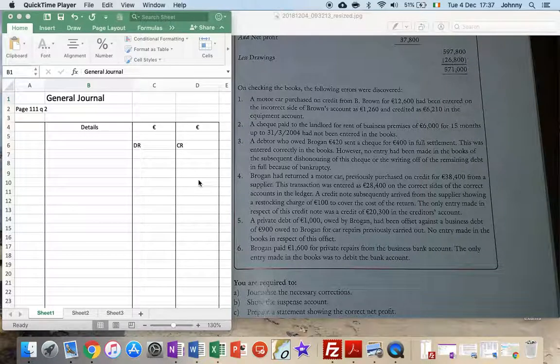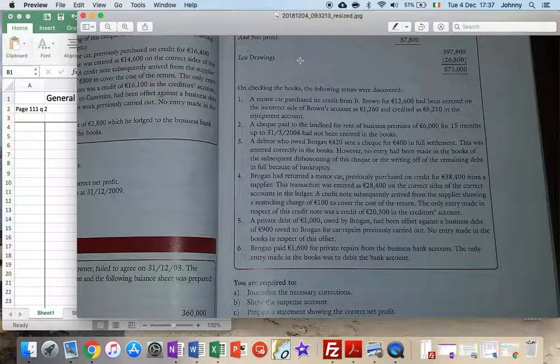Okay, this is Suspense question 2 that I was asked to do in class. Here's a question from the book. I've checked that this guy here is a garage owner, and these are some of the entries we need to deal with. So I'm going to do this in two parts. The first part I'm going to look at journalizing the necessary corrections and showing the suspense account.